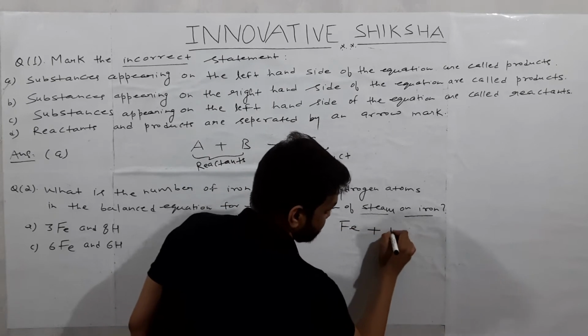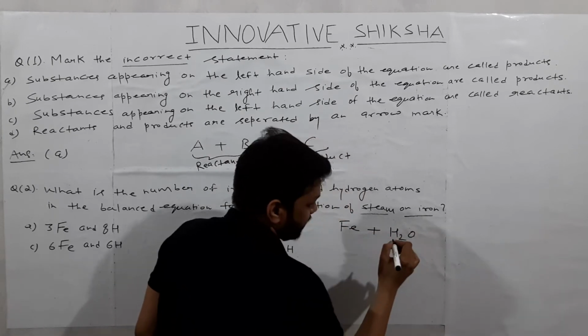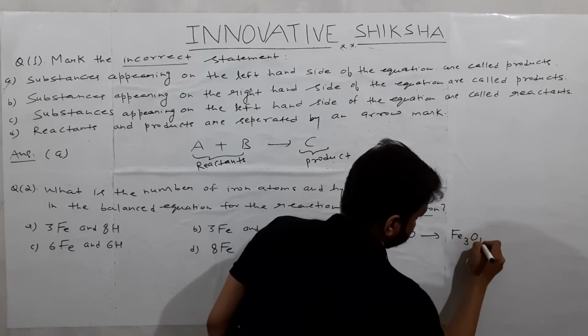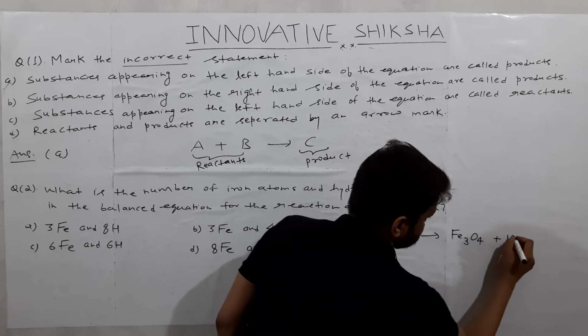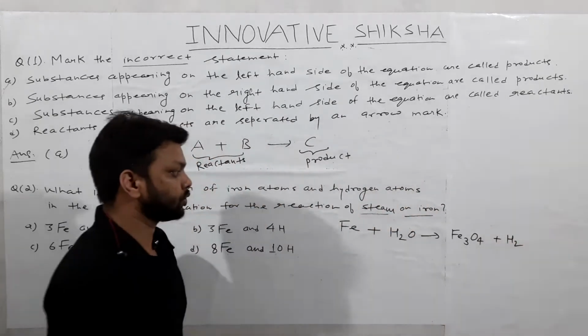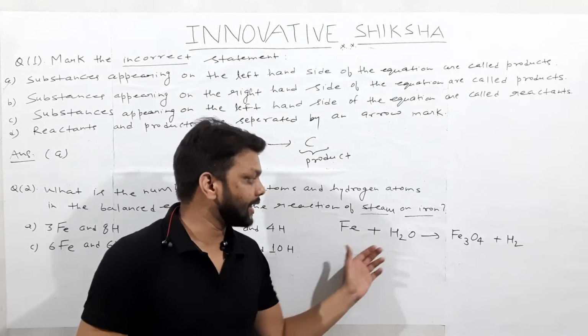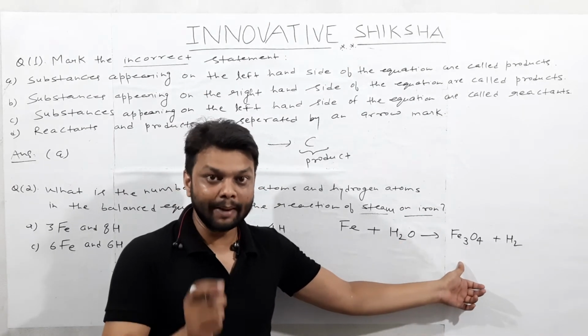Iron is reacting with steam, and we have product Fe3O4 plus hydrogen. So this is the equation. Now what we have to do, we have to balance this particular equation. Why we have to balance?